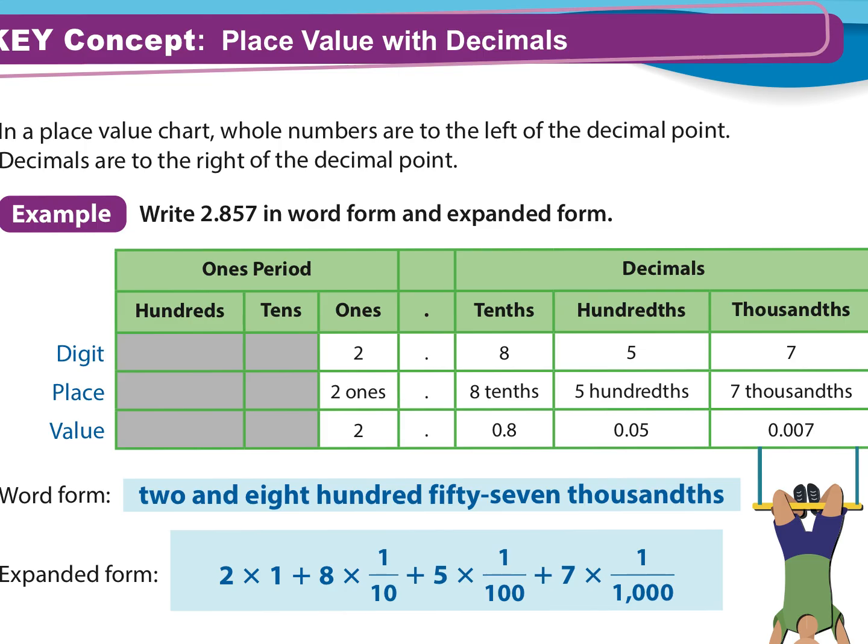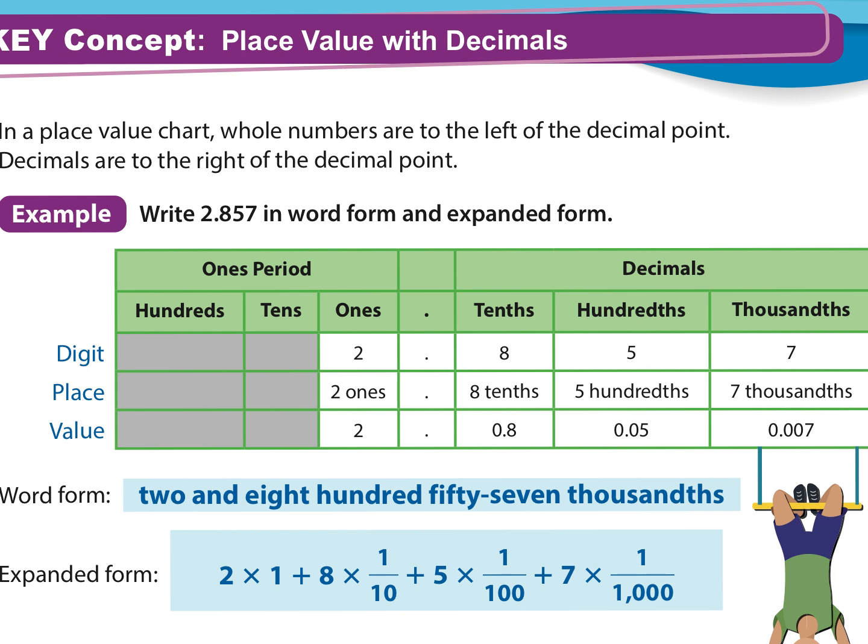Okay, looking at page 34 in your book, you should see this at the top. It says, in a place value chart, whole numbers are to the left of the decimal point. Decimals are to the right. Write 2.857 in word form and expanded form. Okay, now remember, when we read a decimal, we do not want to say what I just said, 2.857. The reason I purposefully said that is because I want us to practice the correct way to say it.